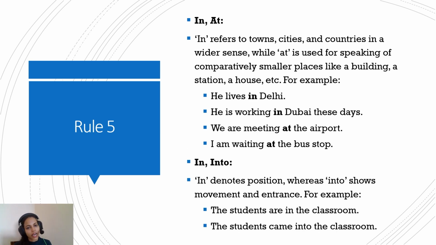Now, in and at. How do you use in and where do you use at? These are very commonly confused words. So here, in refers to bigger areas, say towns, cities, countries in a wider sense. While at is used for speaking of a comparatively smaller place, for example, a building or a station or a house. So when you want to say he lives in Delhi, because Delhi is a big city, a wider area, you will use the word in.